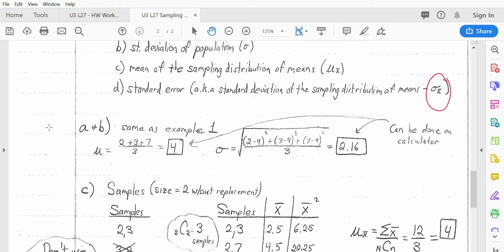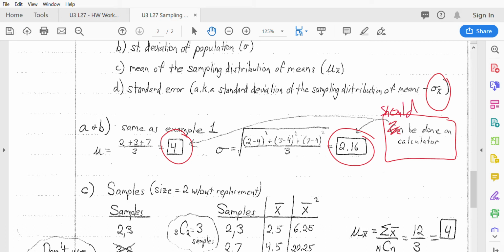Okay, parts A and B. Speaking of the population, will it change whether we sample with or without replacement? The answer is no. The population is the population. So the mean of the population is still going to be 4. The standard deviation of the population is still going to be 2.16. That has not changed. And look what I wrote here in a box on the right. Can be done on a calculator. Let me change that word can. Should be done on the calculator. All right, use the technology. If this were Algebra 1, I'd say crank it out by hand. But we're in honors stats. Let's use our technology to our advantage. So A and B doesn't change regardless of sampling technique.